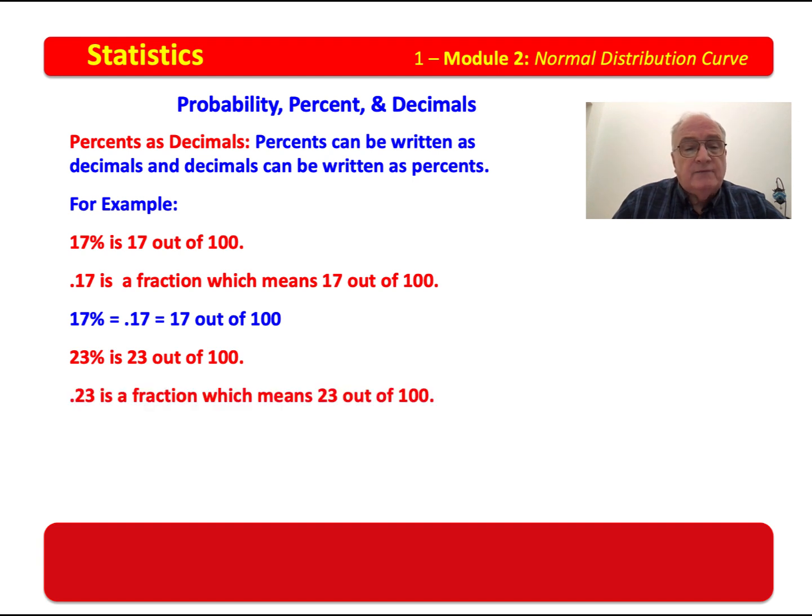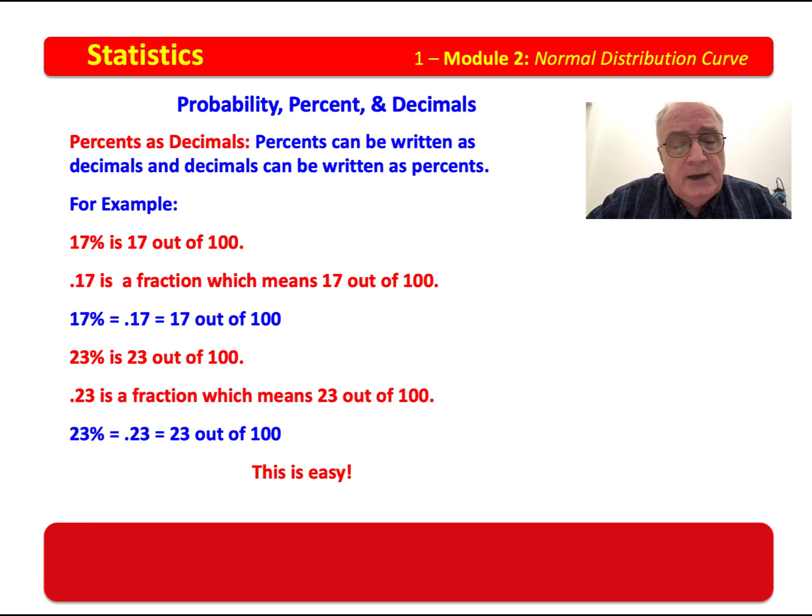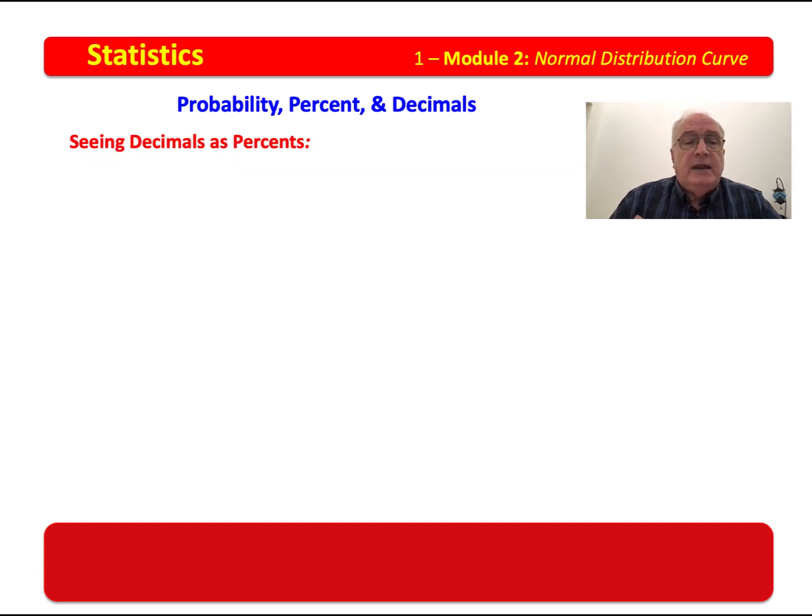23% is 23 out of 100. 0.23 is a fraction, which means 23 out of 100. 23% equals 0.23 equals 23 out of 100. This is very easy. Percents are decimals, and decimals are percents. A percent can be written as a decimal, and a decimal can be written as a percent. Now, the reason that we're studying this is that when we look at probabilities, we will see them as percents, and we will see them as decimals. We may find the probability as the decimal and then convert it into a percent to make meaning out of it.